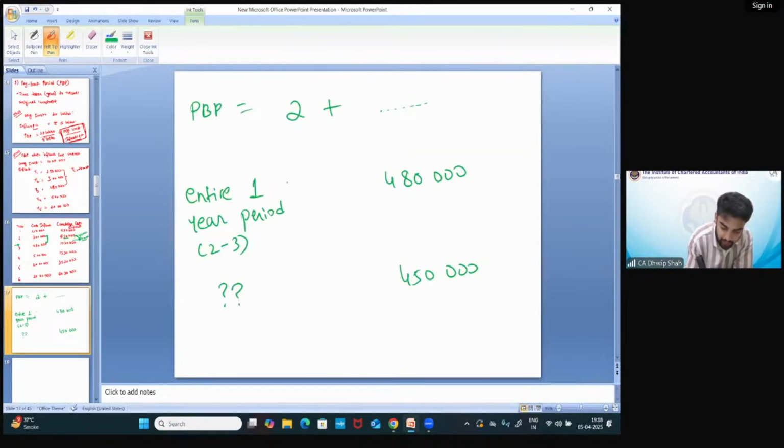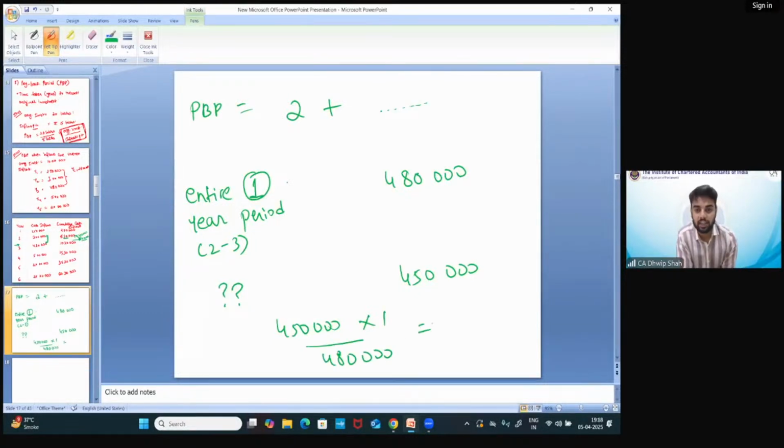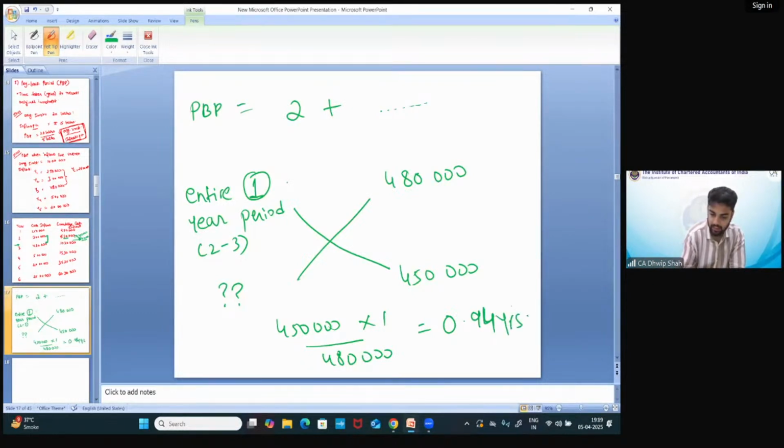So how much time will it take? First, you have to just cross multiply. So 4,50,000 into 1 divided by 4,80,000. This is called the interpolation technique. Just cross multiply. What is the answer? 0.9375, so 0.94. So I would say 0.94 years. So my answer is 2 plus 0.94, which is 2.94 years. Are you getting this? This is how you calculate payback period when cash inflows per annum are not constant.